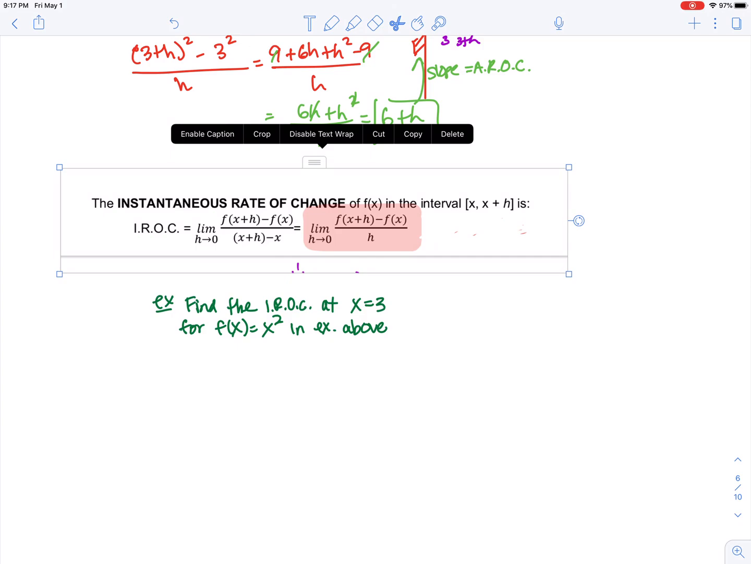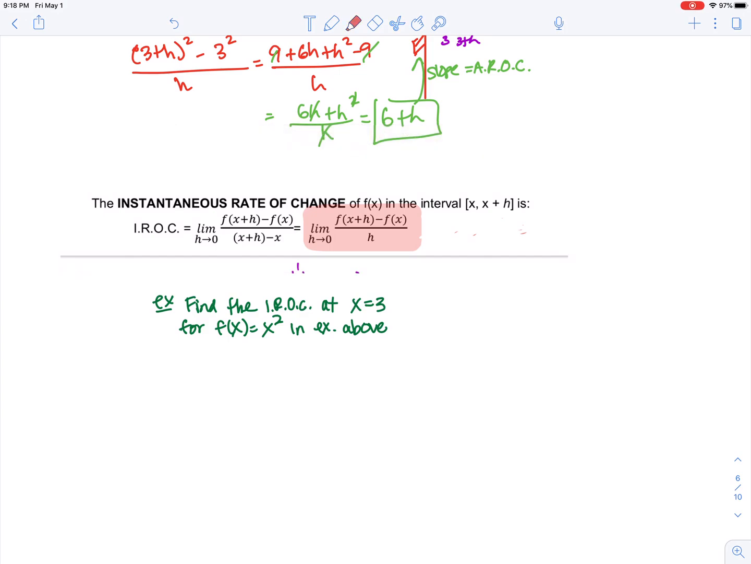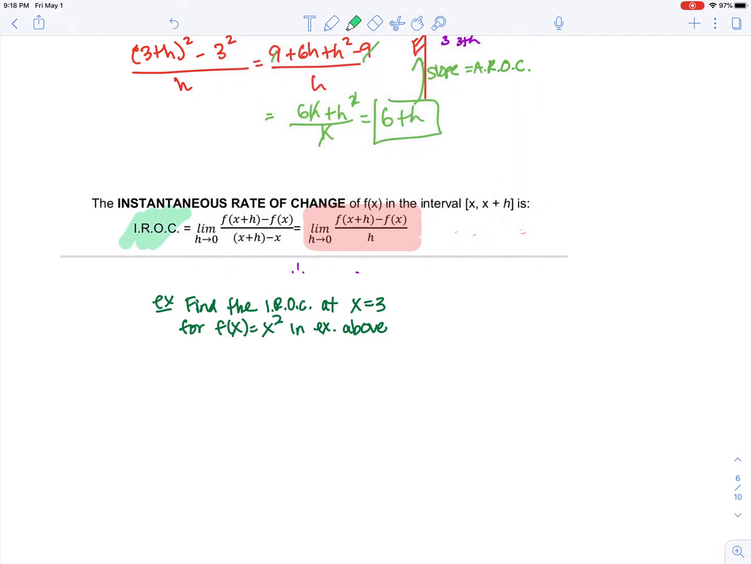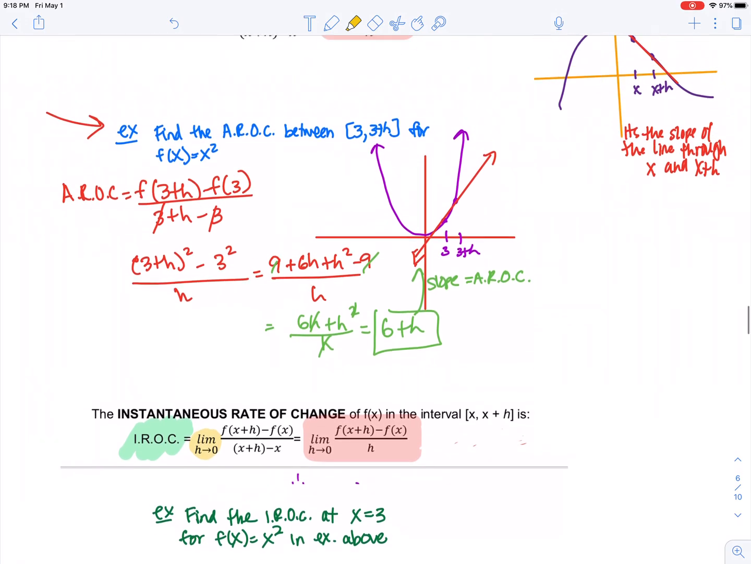All right, so instantaneous rate of change. What is the change or the slope at a particular instant? Here's the only difference between instantaneous rate of change and average rate of change. The formulas are identical all the way up to this piece. The only thing it doesn't have is this limit piece. This limit as h approaches 0 is the only thing that's different between these two formulas.